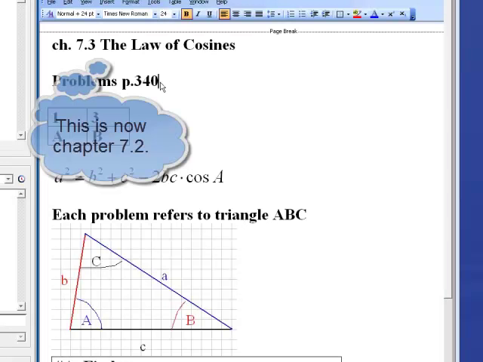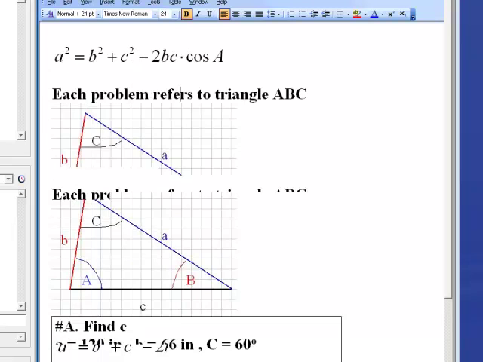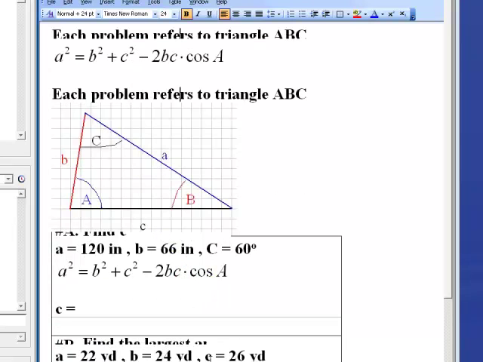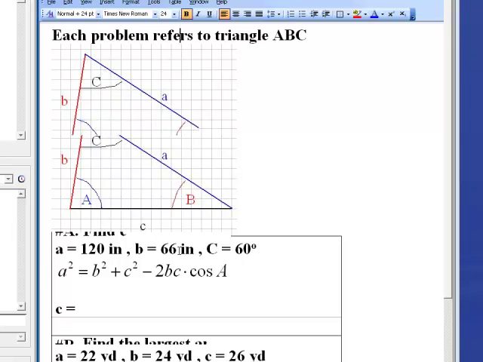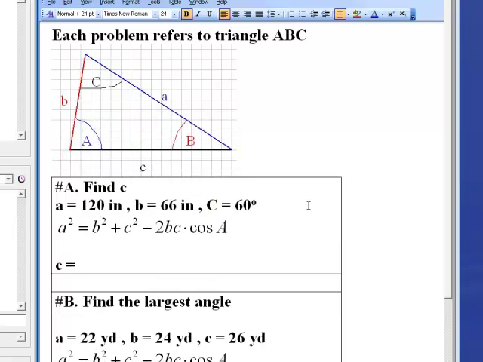Welcome to the problem sections on the law of cosines. I'm going to do a couple of problems. Again, we're referring to triangle ABC. In the first problem, we're going to find the side C, given that A equals 120 inches, B equals 66 inches, and the angle C equals 60 degrees.